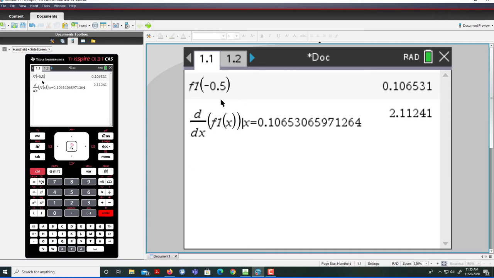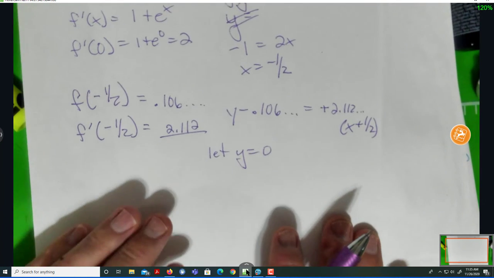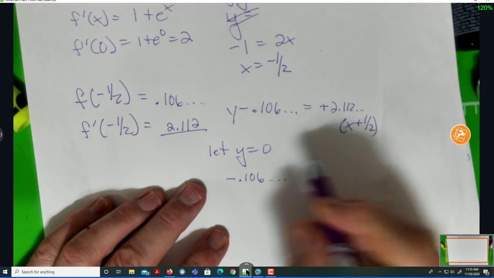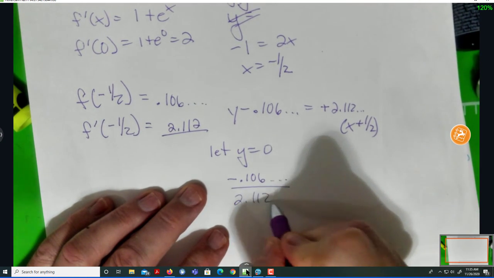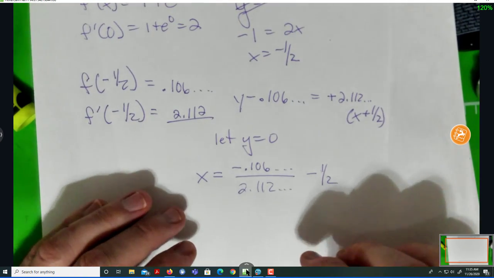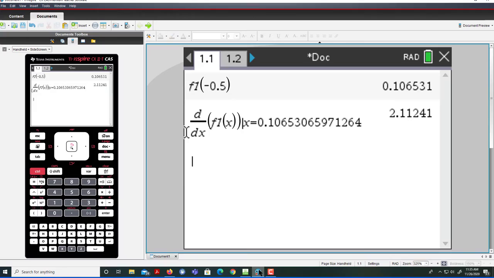So now I write my tangent line, y minus 2.11 x plus 1/2. Okay, now before I do anything, let me show you what I'm writing down. I now write my equation of my tangent line. If y is 0, I get negative. I'm going to divide it by the derivative value, and I'm going to subtract 1/2, and that's x. Notice I did that in my head. Now I'm going to pull out my calculator because there's no way that you should be doing this.